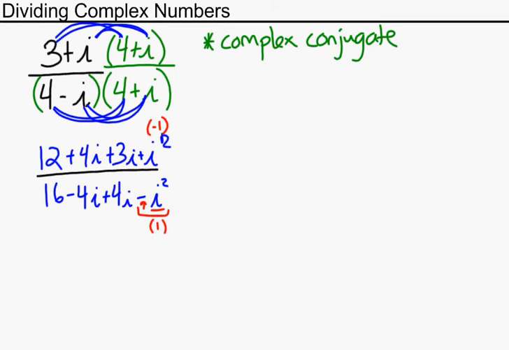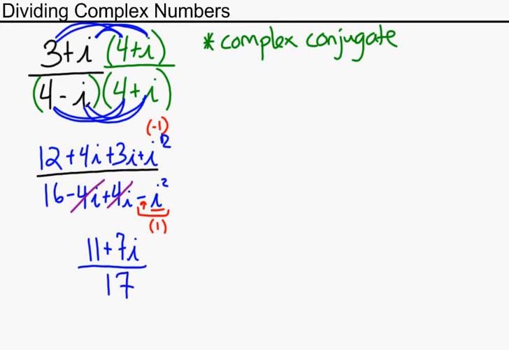So there's one more step before I get my final answer. Combine like terms on top and bottom. I have a 12 and a negative 1 on the top, which gives me an 11, plus 7i from the imaginary parts. On the bottom, I know that the imaginaries cancel out because I used the conjugate. So I have 16 plus 1, which is 17.